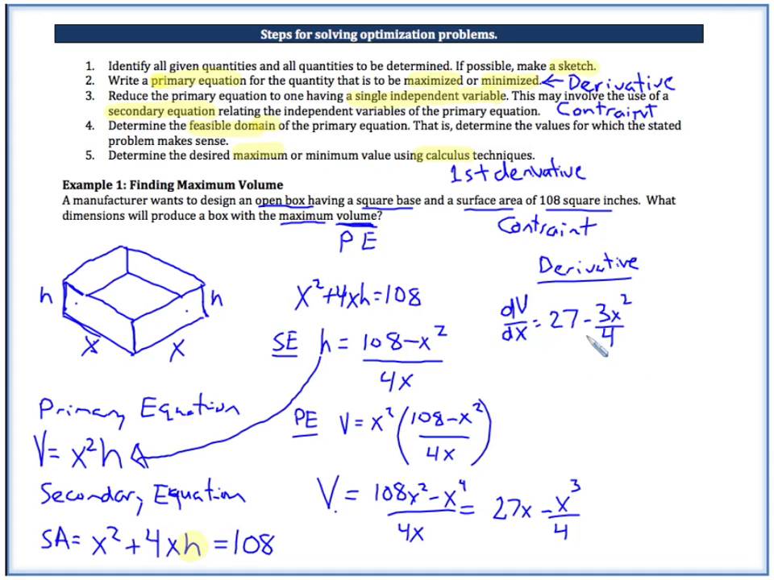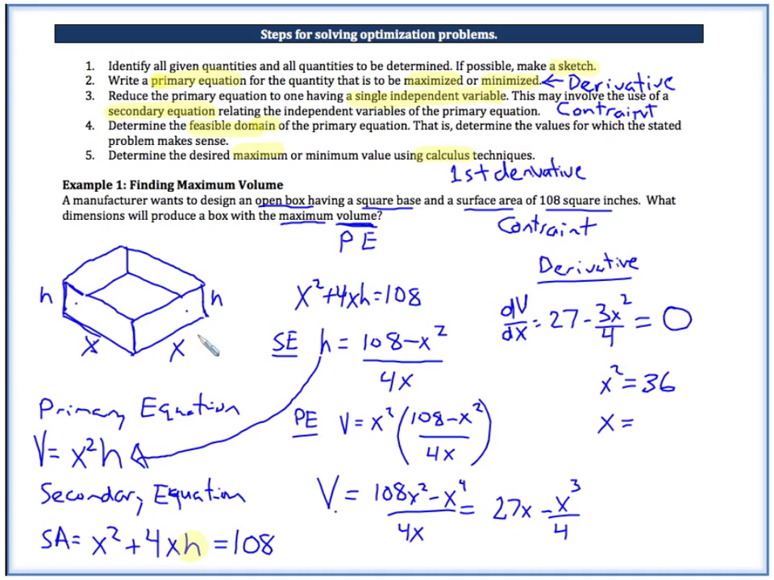Okay, now in order to find our max and min, we're going to use our first derivative test. And so basically we have to find our critical numbers by setting this equal to 0 and also finding where it doesn't exist. So because this is just a polynomial, it exists on the entire real number line. So where does this equal 0? Well, we're going to have to subtract 27 and then multiply by negative 4/3. So if we do that, negative 27 times negative 4/3 is 36. And then we'll take the square root and we get x equals plus or minus 6.